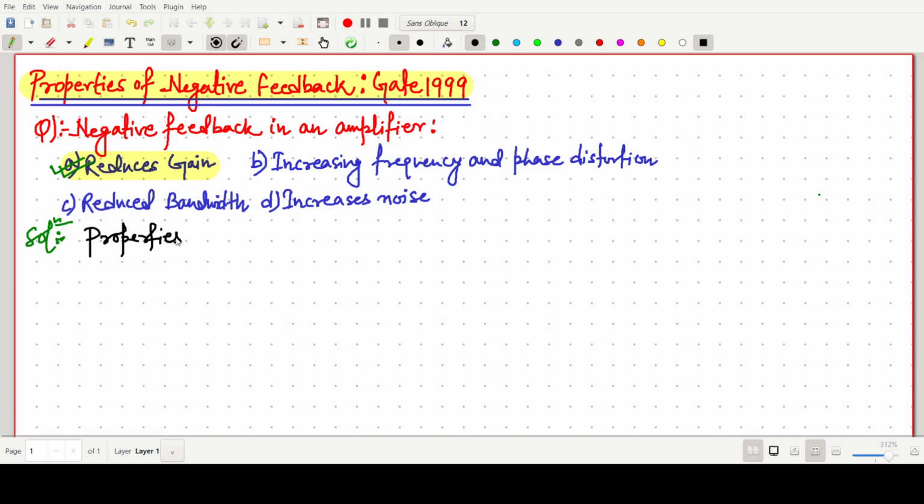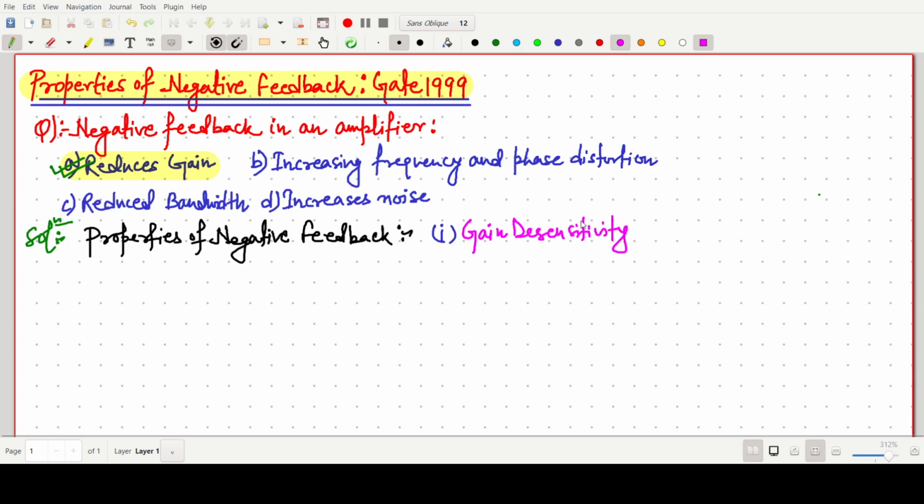Properties of negative feedback. For more detail, you can also follow the book Sedra Smith, Microelectronic Circuits, which is a very good book. From that book, I am taking this theory portion. So the very first property of any feedback circuit is gain desensitivity.